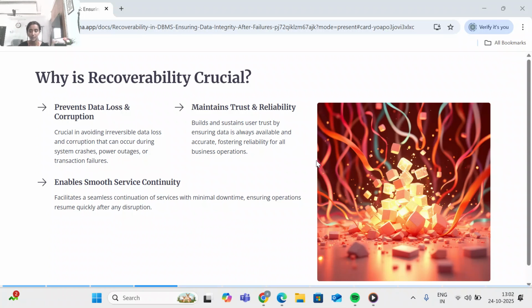Maintain trust and reliability: build and sustain user trust by ensuring data is always available and accurate, fostering reliability for all business operations. Enable smooth service continuity: facilitate a seamless continuation of services with minimal downtime, ensuring operations resume quickly after any disruption.